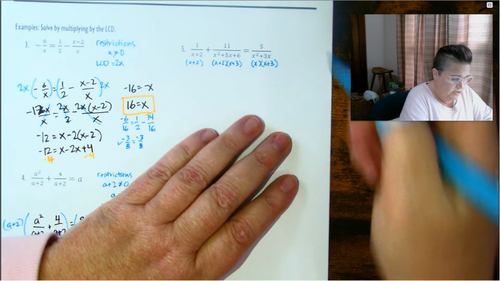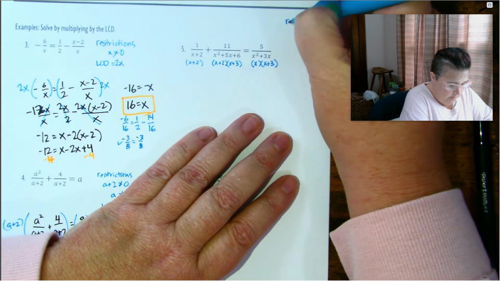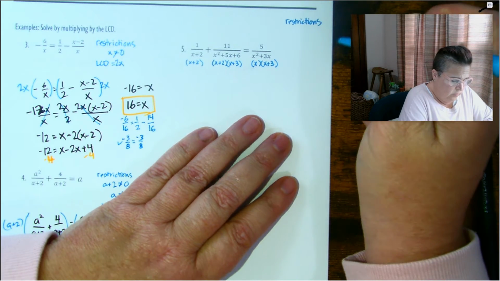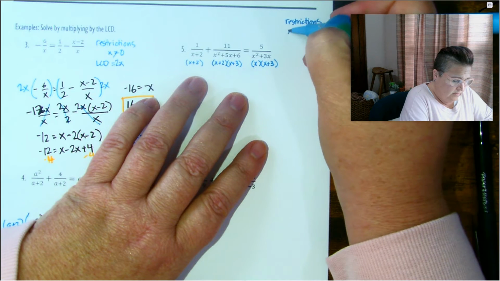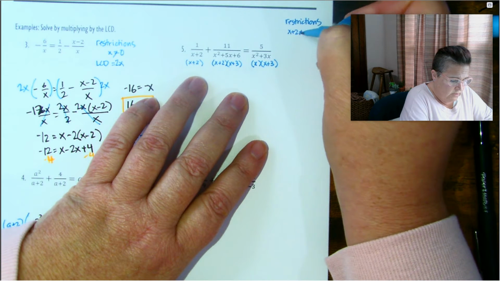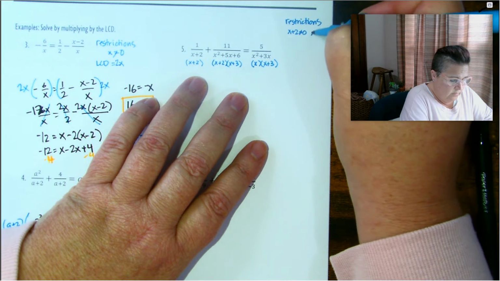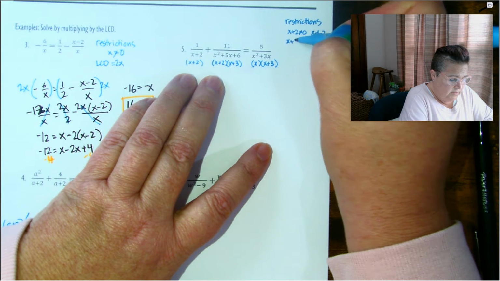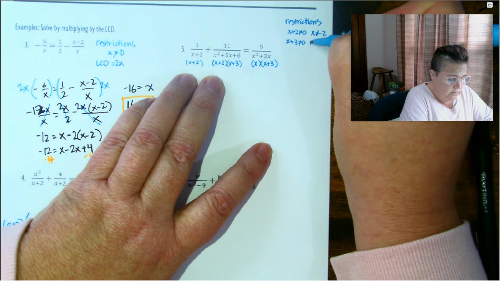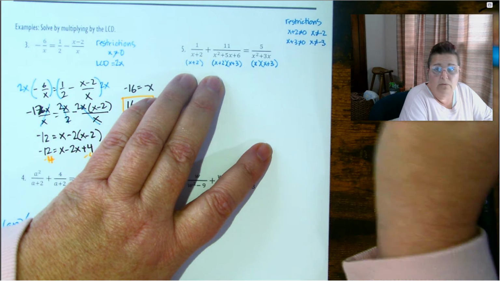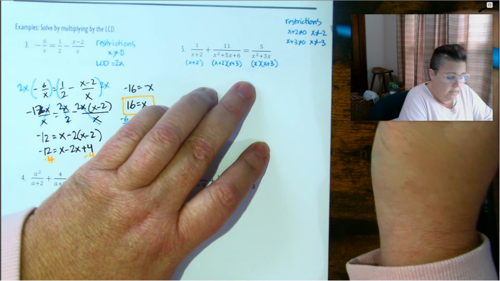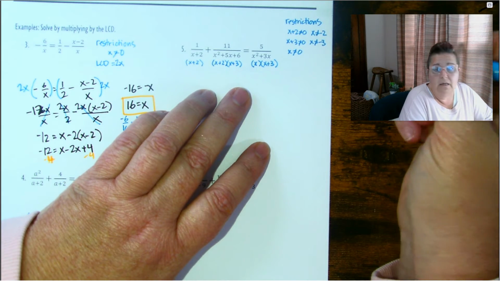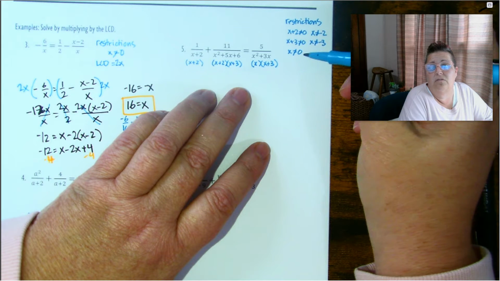Okay, so what are my restrictions? I'm going to need a little bit of room here. I have several restrictions. X plus 2 cannot equal 0. So x cannot equal a negative 2. X plus 3 cannot equal 0. So x cannot be a negative 3. And I know x cannot equal 0. Okay. Negative 2, negative 3, and 0.